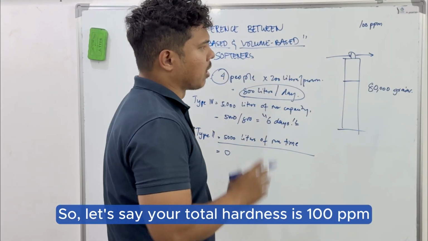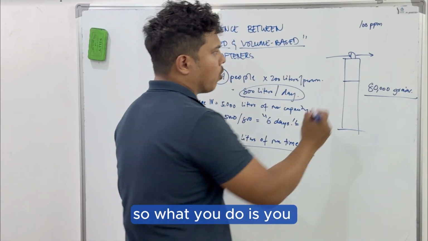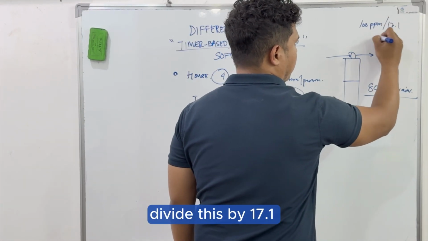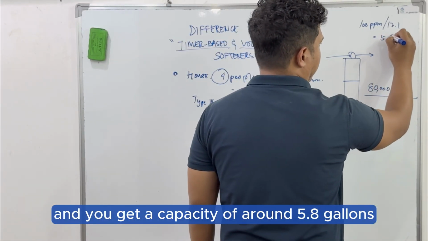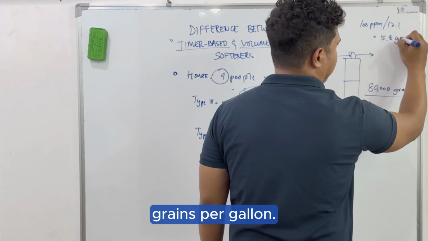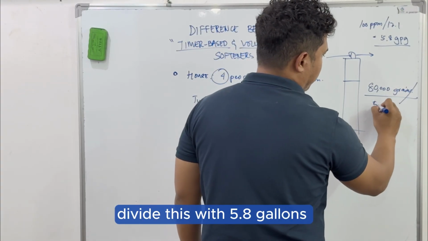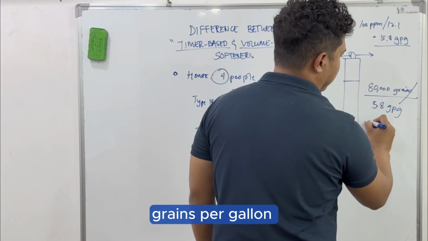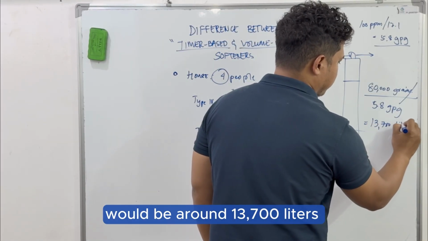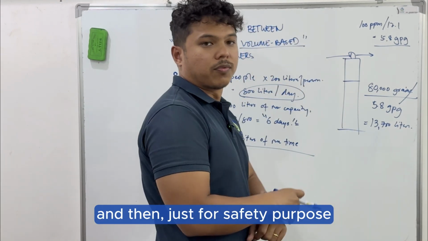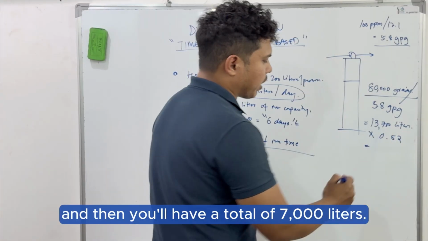So let's say your total hardness is 100 ppm and you have 80,000 grains of resin capacity. So what you do is you divide this by 17.1, and you get a capacity of around 5.8 grains per gallon. Okay, so this would be it. And then all you have to do is divide this with 5.8 grains per gallon, would be around 13,700 liters. Okay, and then just for safety purposes, you multiply it by 0.5 to get 7,000 liters.